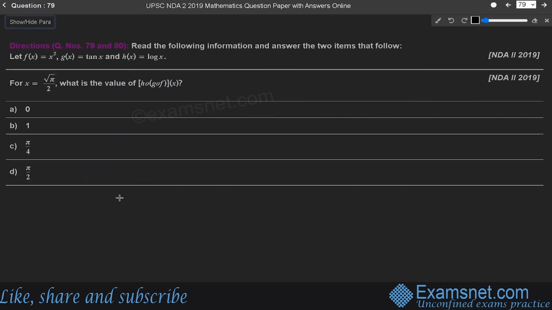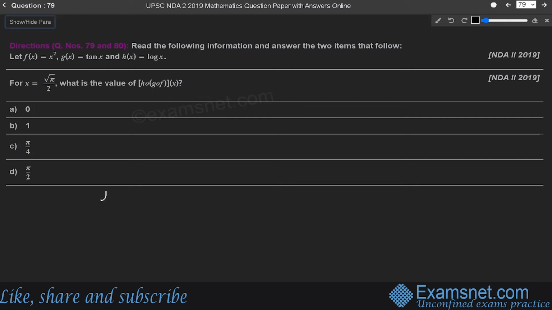Next question has the directions. Read the following information and answer the two items that follow. Let f of x equal x square, g of x equal tan x, and h of x equal log x. The first part of the question is, for x equal to under root pi by 2, what is the value of h of g of f of x?